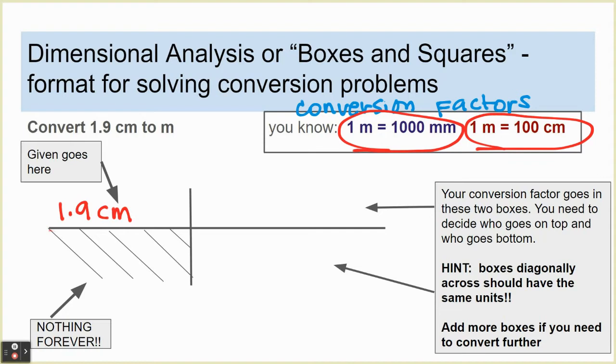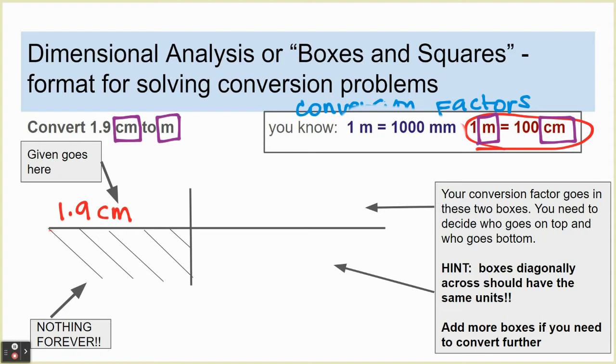So let's look. The unit for our given is centimeters, cm. Look at those two conversion factors. Which has centimeters? It's right here. Now I need to look for the unit for my unknown. I want to solve for meters, so look at your conversion factor which has meters. This one right here. So in this case, you only need the second conversion factor. You only need one.